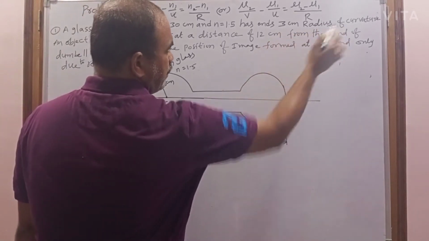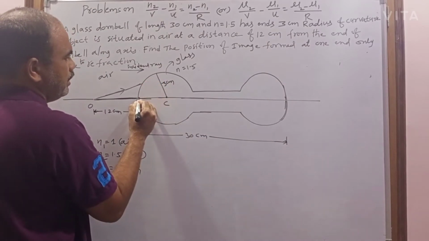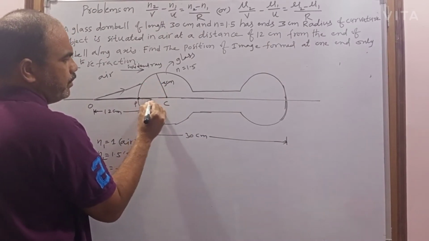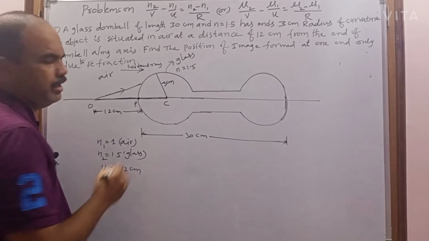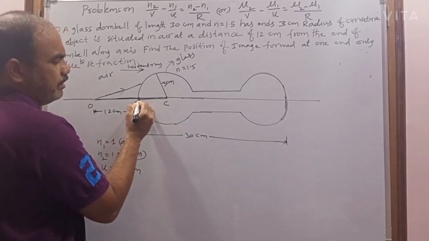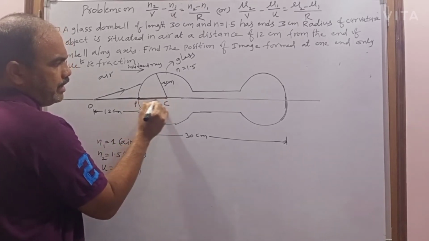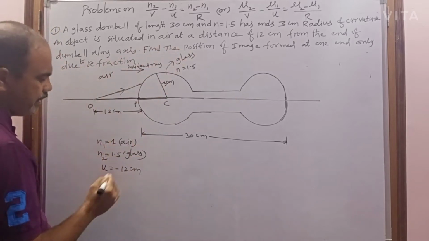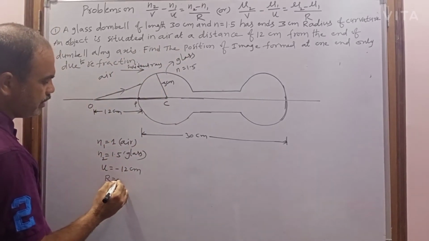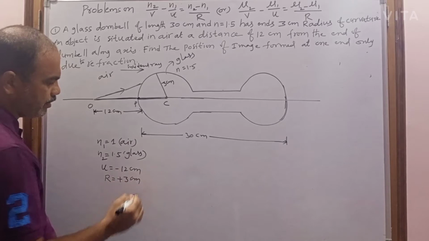And now coming to the radius of curvature. How much is the radius of curvature? 3 cm. What is the radius of curvature? The distance between the pole and the center of curvature is known as the radius of curvature. So to measure the radius of curvature, in which direction are you moving? In the direction of the incident ray. So that's why R is nothing but plus 3 cm.